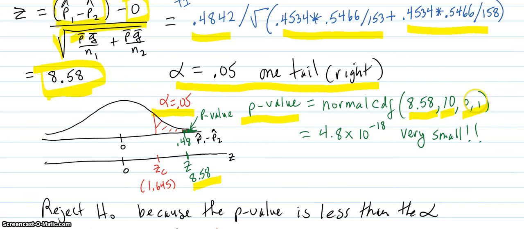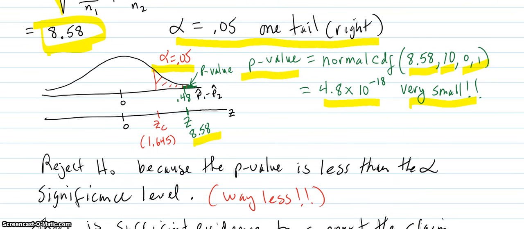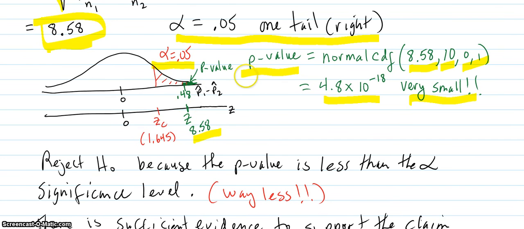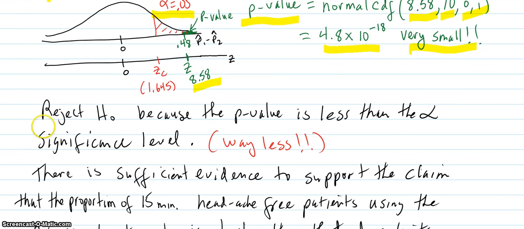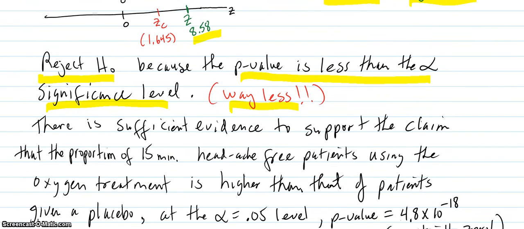0, 1 for the mean and standard deviation of the Z line. And that turned out to be 4.8 times 10 to the negative 18. Your calculator says E instead of the 10. It means 10 to the negative 18. So it's virtually zero, very small. So almost no chance of being out that far. So we're going to really reject H0 because the p-value is less than the alpha significance level, way less.